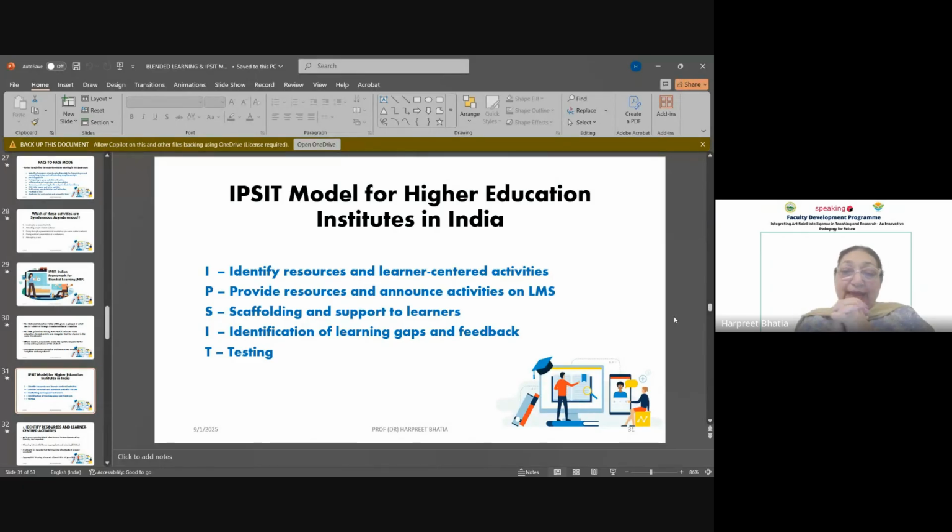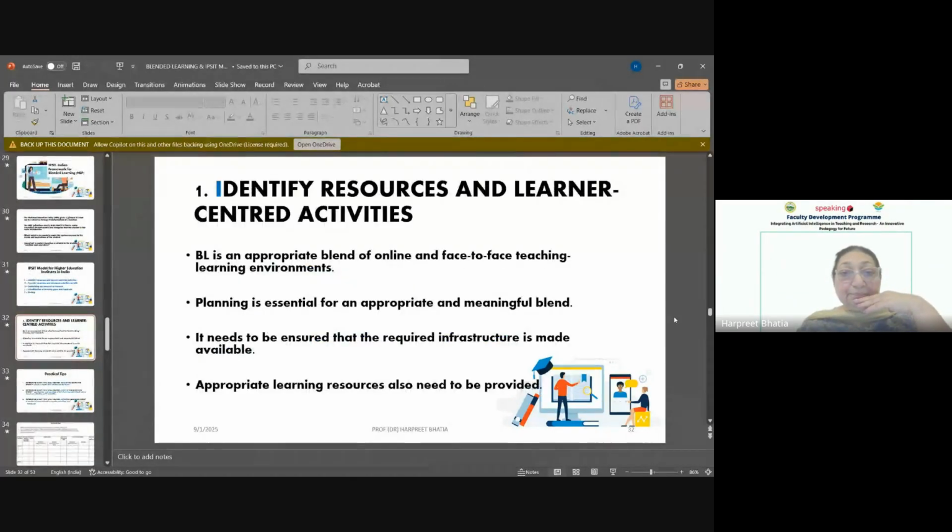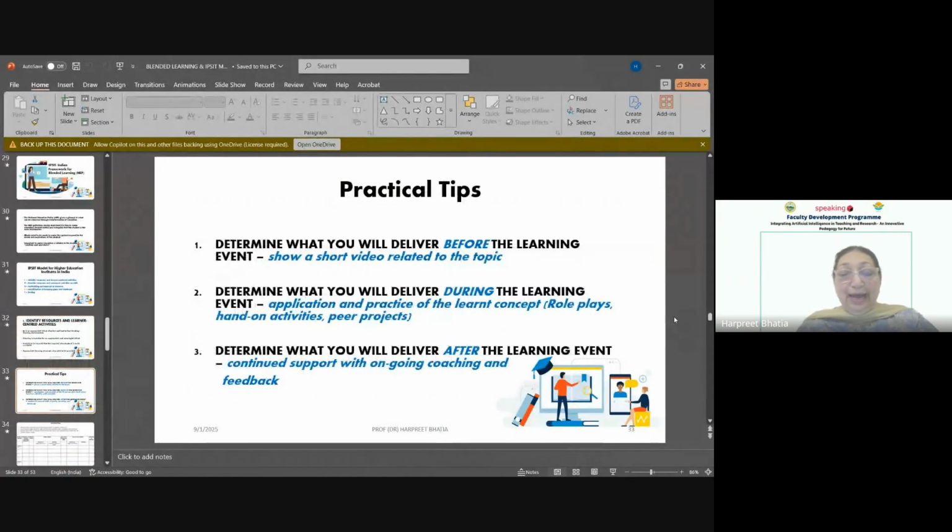Then scaffolding and support to learners. I is for identifying the learning gaps and giving that kind of feedback to the student. And T, of course, is testing to assess where the student is at a particular time. So you need to plan what the important aspects are that you're going to provide to your student, and from where. You have certain ways of doing that.